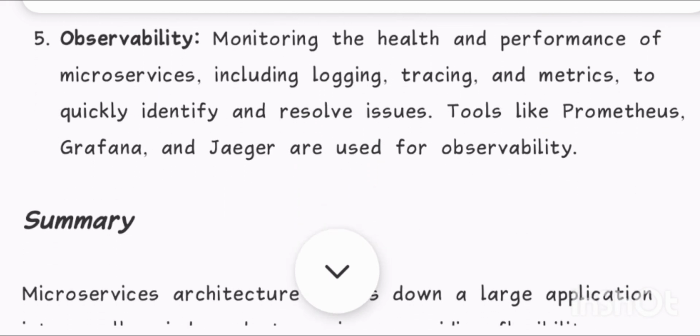5. Observability, monitoring the health and performance of microservices, including logging, tracing, and metrics, to quickly identify and resolve issues. Tools like Prometheus, Grafana, and Jaeger are used for observability.